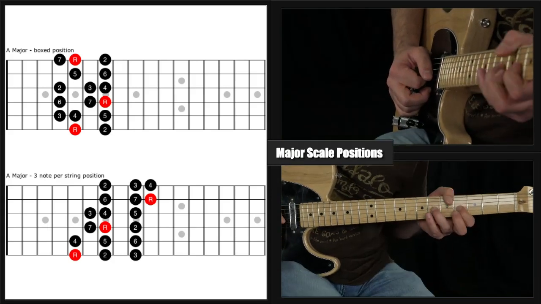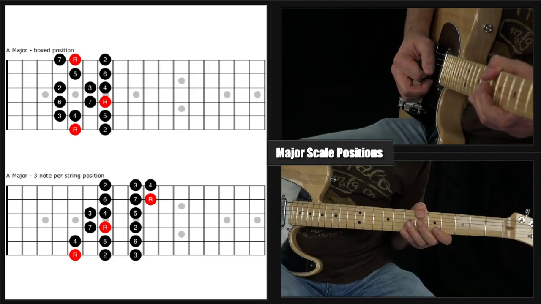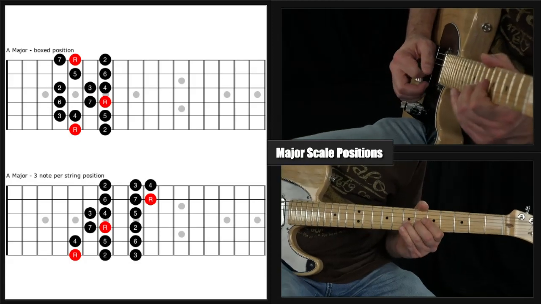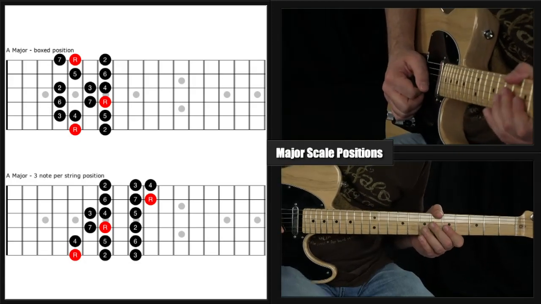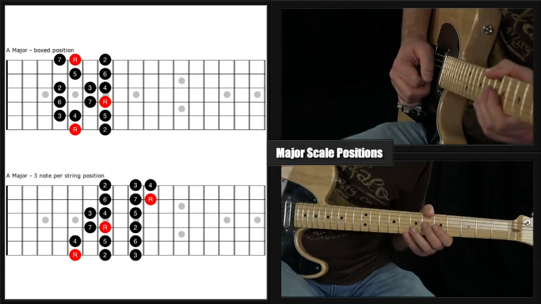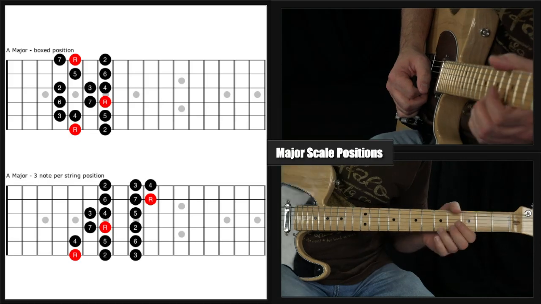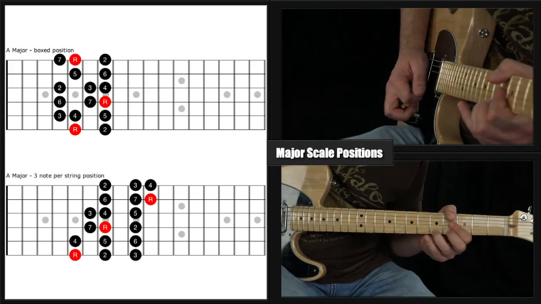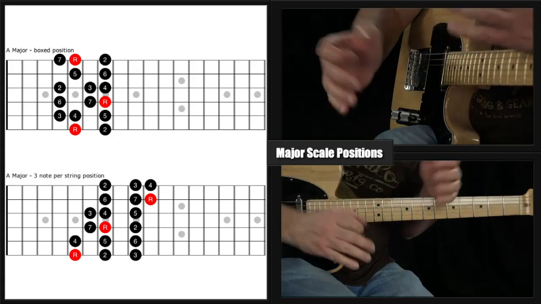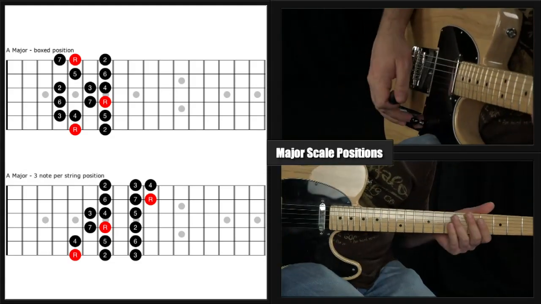Skip the next note, which is the 3rd, to the 4th. Skip the 5th to the 6th. Skip the 7th to the root. Interesting chord, and the major scale will also work over that.